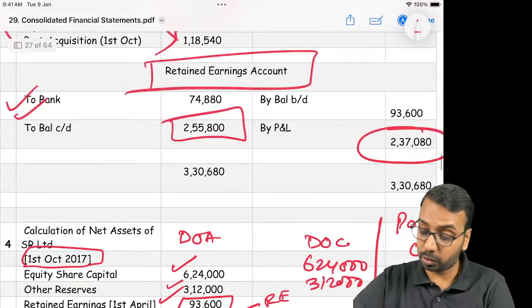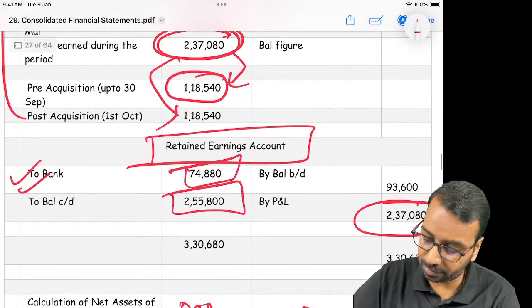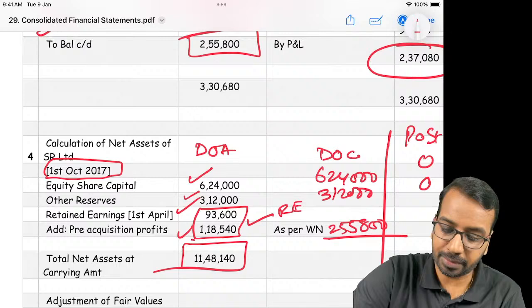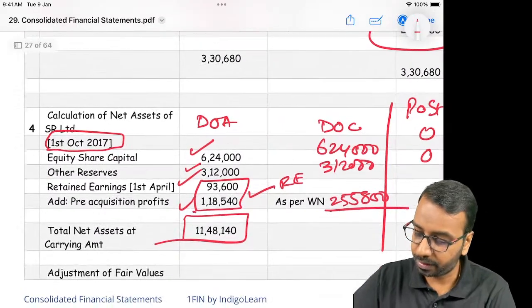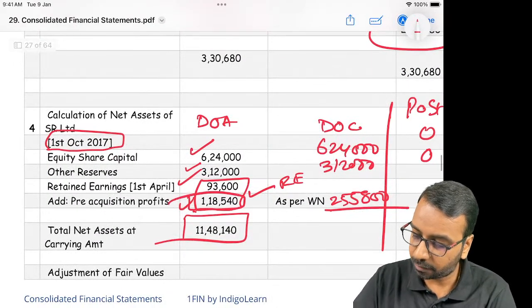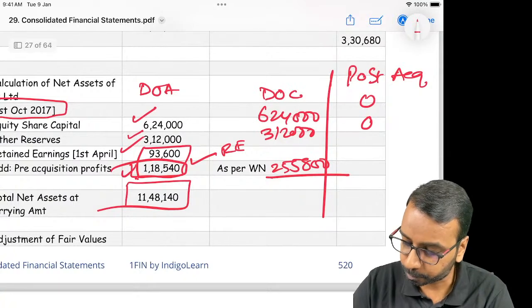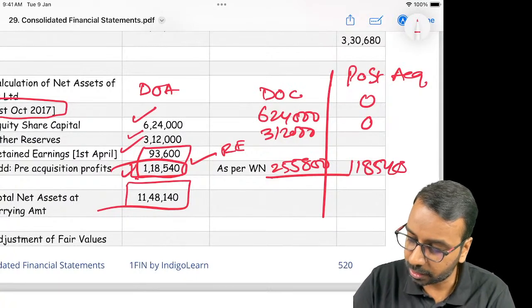Okay, so there is dividend also paid. I missed this part. 74,880 of dividend is paid. So plus 74,880 dividend that has been paid. 1,18,540.